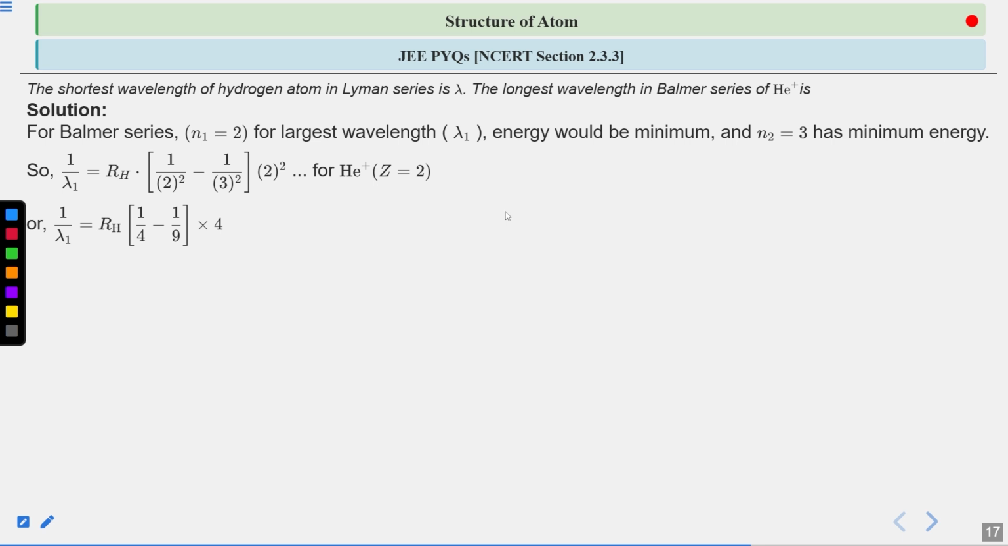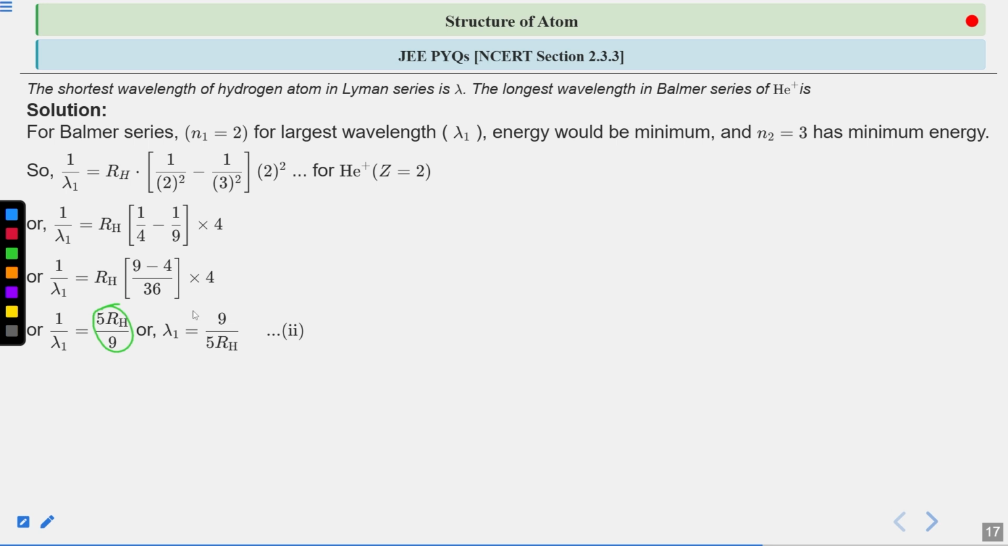Now, what was given in the previous equation? We have seen that the Rydberg constant is equal to 1 by lambda. First, we will simplify this equation to give us the next one, and then perform the fraction calculation to get 1 by lambda 1 as 5 RH by 9.